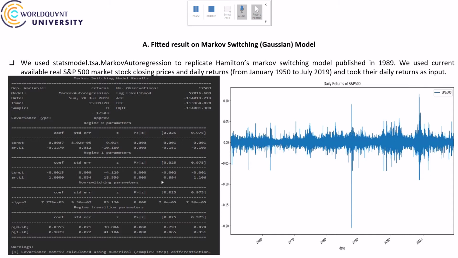We can also observe in the figure just on the right that during the crisis periods of 1987 and 2008, you can observe some high volatility.